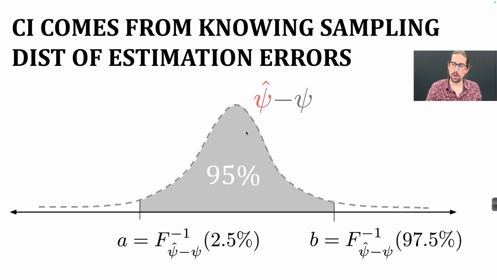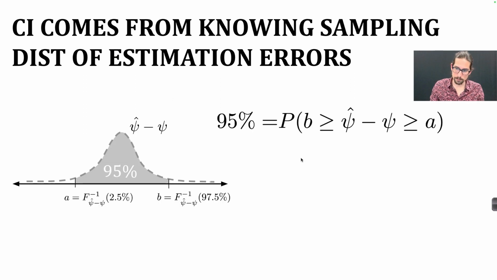And in this case, I'll just show you here why this is the case. So let A be this left value here, which is the 2.5 percentile of this distribution of errors, and B is the 97.5 percentile of the distribution of errors. So by definition, the probability that this error is in between A and B is 95%. That's just how I constructed the values of A and B.